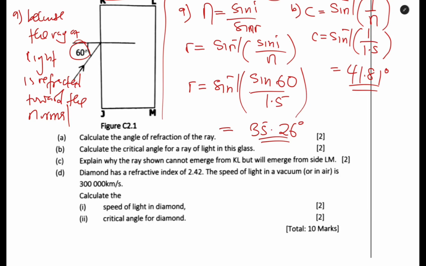So this is just due to change in the speed of light. Okay, then question D: diamond has a refractive index of 2.42. The speed of light in vacuum, that is in air, is 300,000 kilometer per second. Calculate the speed of light in diamond. So how do you calculate the speed of light?